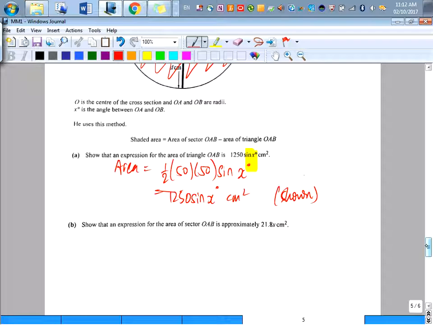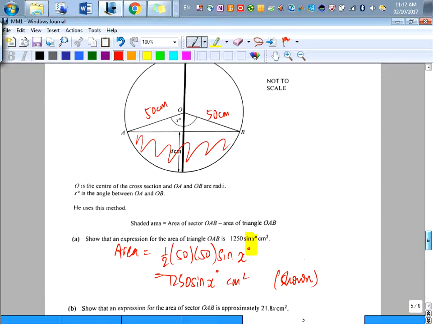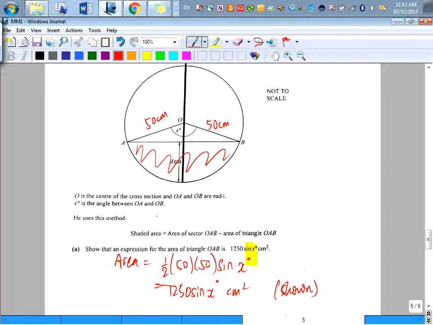Now show the expression for the area of sector OAB. Okay, OAB, this is a sector. What is the formula for area of a sector? What's the formula? Half r squared theta. So what is this theta over here? It is the angle in radian, not degrees.